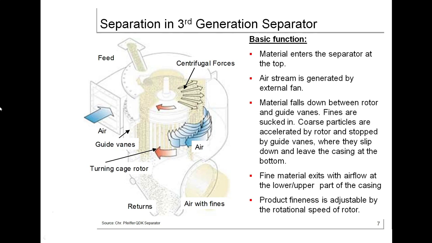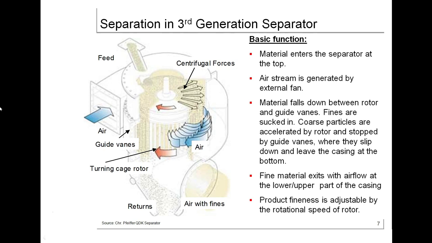Basic function: material enters the separator at the top. An air stream is generated by an external fan. Third, material falls down between the rotor and guide vanes. Fines are carried along with the air. Coarse particles are accelerated by the rotor and stopped by the guide vanes, where they slip down and leave the casing at the bottom.